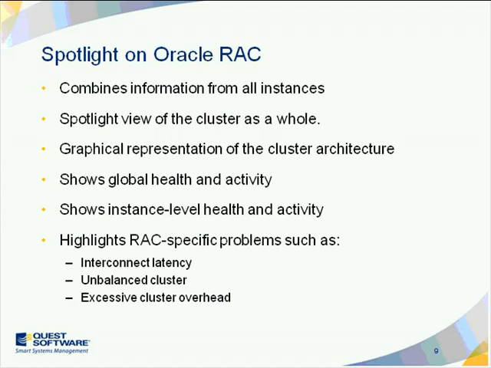It shows the global health and activity of the cluster, and the instance-level activity at the same time, and it highlights the RAC-specific problems that you want to watch, like interconnect latency, unbalanced cluster, and excessive cluster overhead. These are the places where it is possible for you to actually get worse performance on a RAC than on an individual instance if you're not careful.